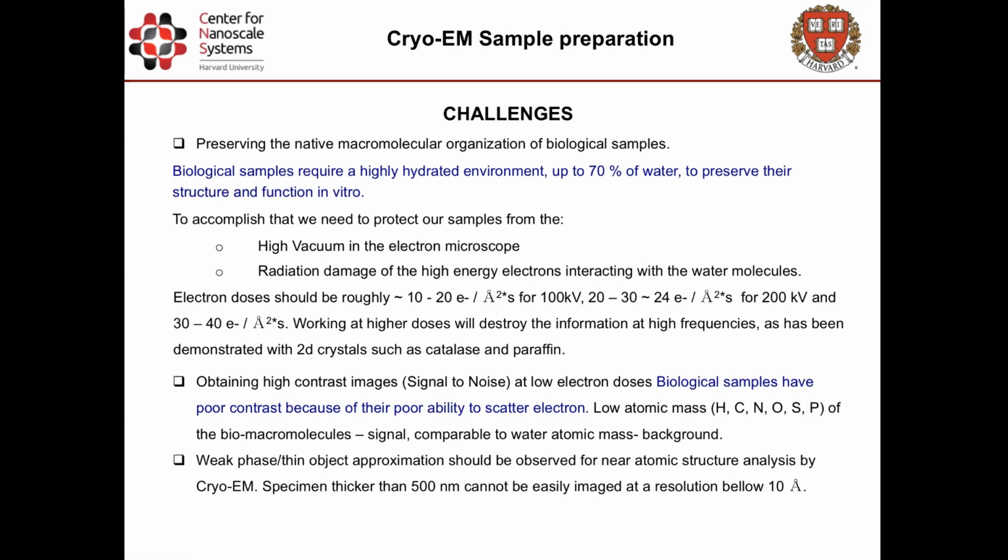We also endeavor to obtain better signal to noise, high contrast images. This is a challenge with biological samples because they have a very poor ability to scatter electrons. They have low atomic mass atoms, and they are of very comparable mass to the background, which is usually water. Therefore, getting the signal out of the noise is a challenge, and this is where the direct electron detectors come in. And finally, to have a real structural atomic resolution, we do need to observe the weak phase object approximation. You cannot get an atomic structure for anything which is thicker than 100, 200 nanometers. If it's not very tightly packed and scatters very weakly, you can get to 500 nanometers. The thicker it gets, the lower your resolution and the higher your radiation damage.